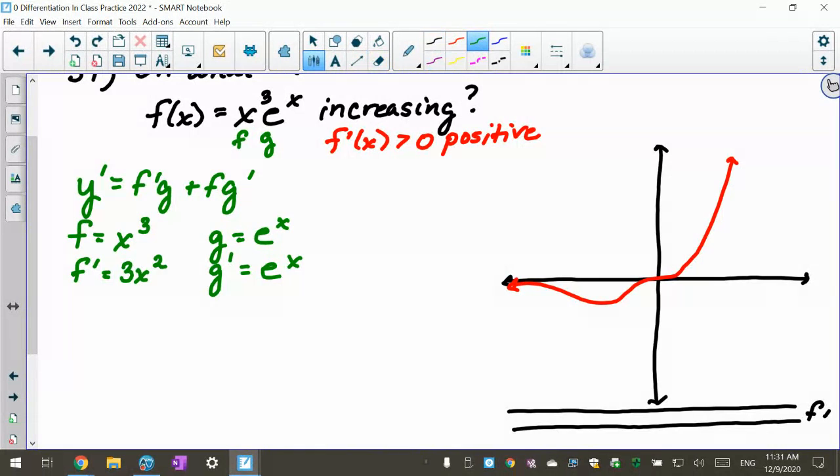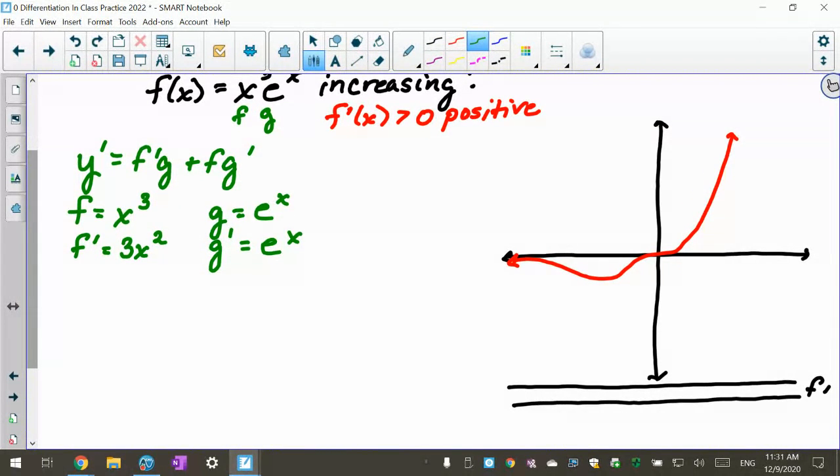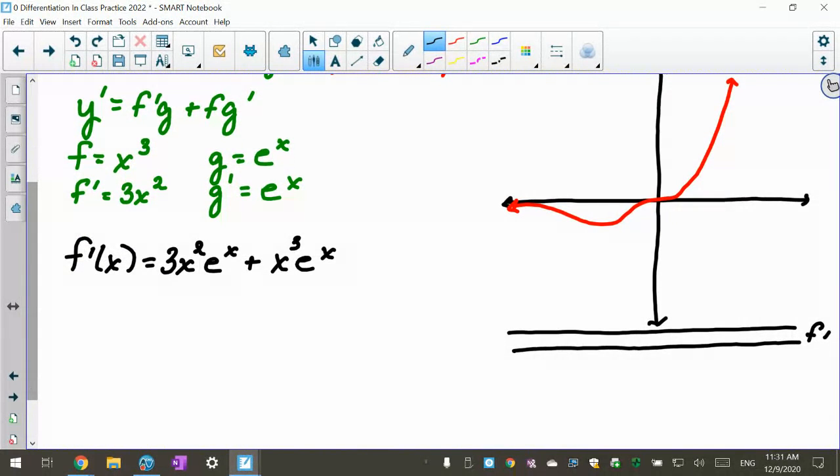Okay, so let's plug it into our formula. f prime of x is going to be f prime g, and you can write it just the way it is, or you can put the e to the x, but for the x squared it doesn't matter, plus f g prime. So I'm going to write it as x cubed e to the x. Now, I know I'm going to have to put this equal to 0, but before we do that, I want you to practice everything looking in factored form, because you'll find out this saves you a lot of work in the end.